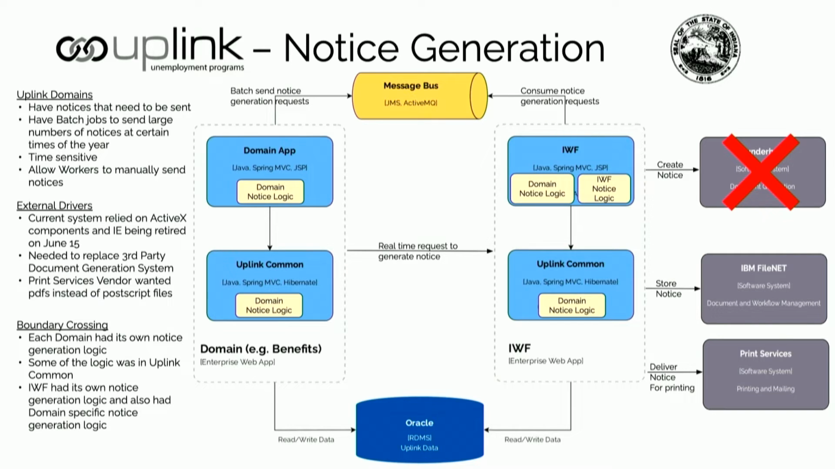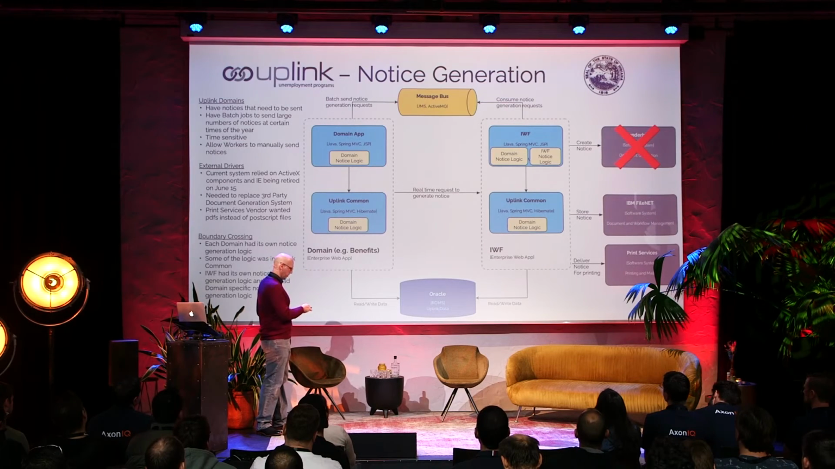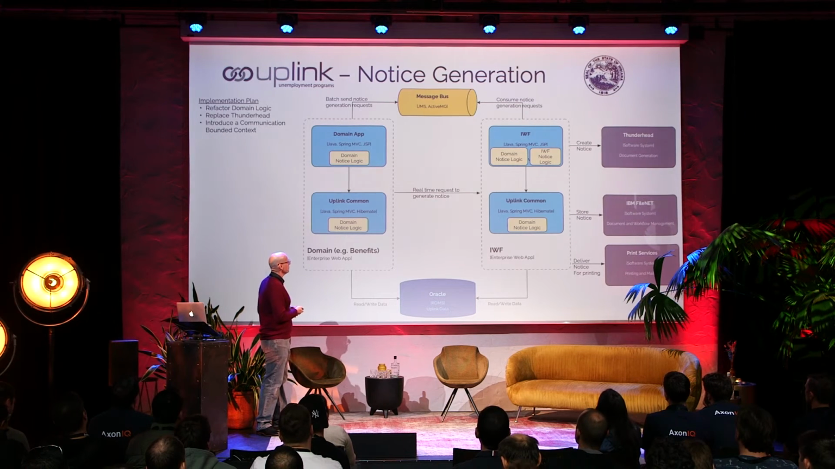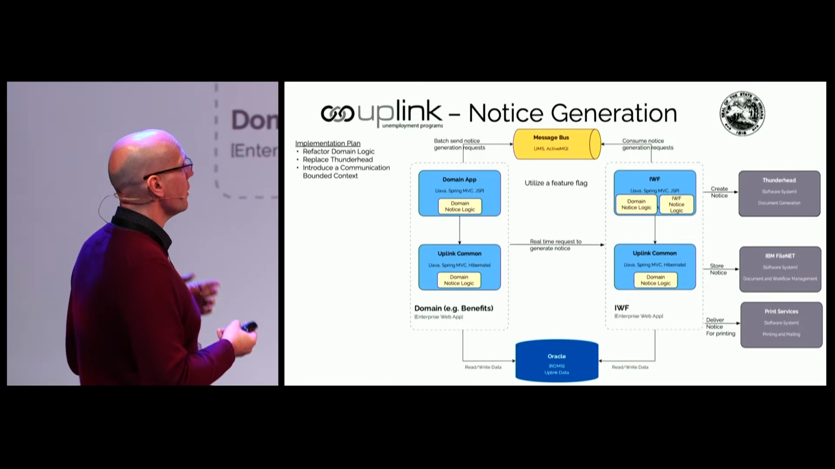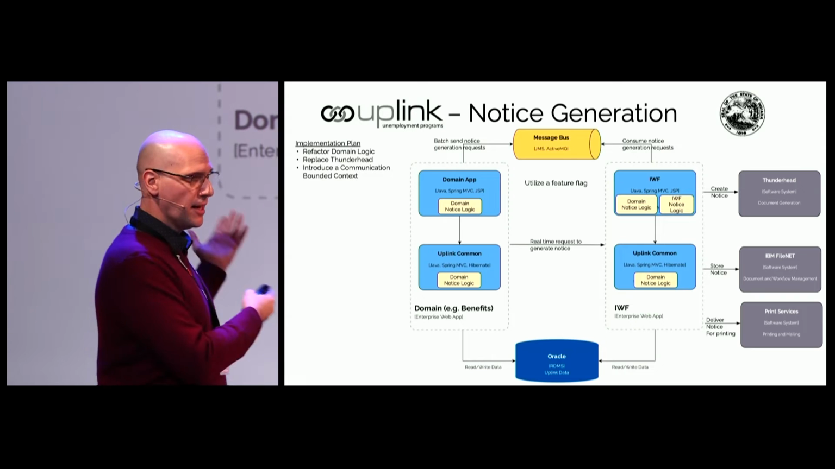Yeah, we have this problem here. We have fixed the domain logic, and we have to fix that Thunderhead problem. So our plan was to refactor it all, start moving it around, and then use a feature flag. Now, feature flags, I think, are common practice.